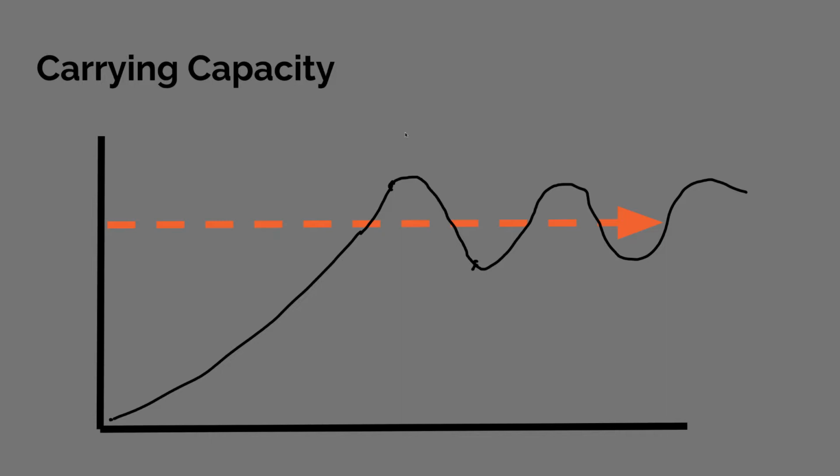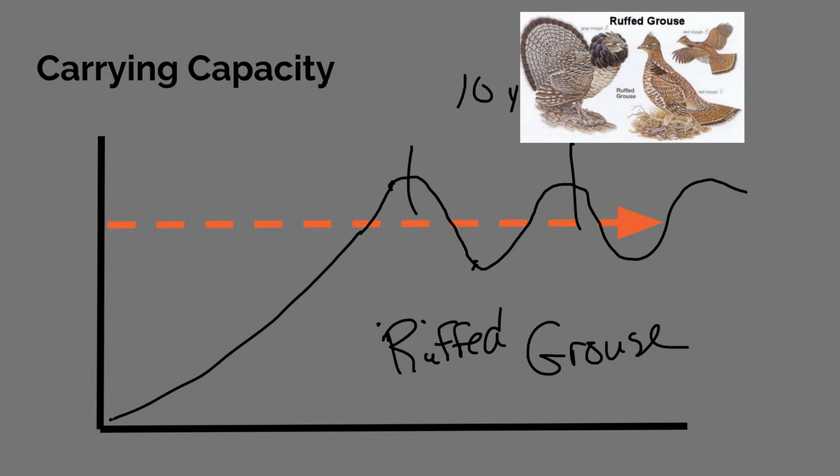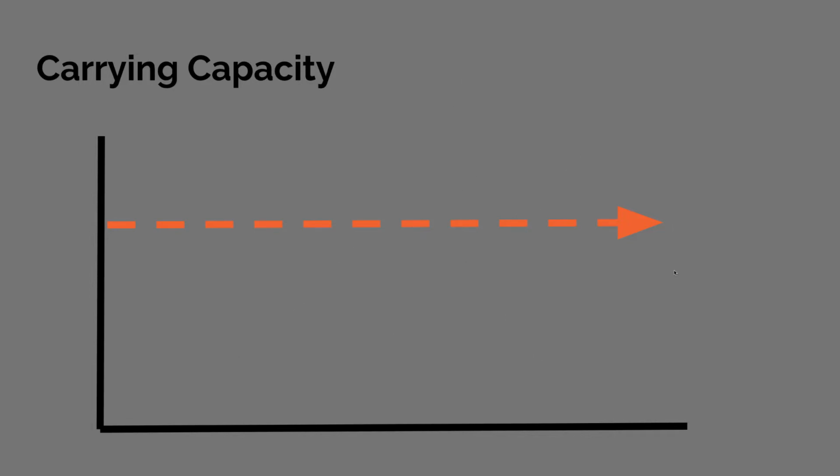This is actually a normal thing for most species. For example, in northern Wisconsin, the ruffed grouse. I'll pull up a picture of ruffed grouse here. They have a cycle that lasts 10 years. So the population goes way up and then goes down and comes back up, and it takes 10 years for that to go through things.